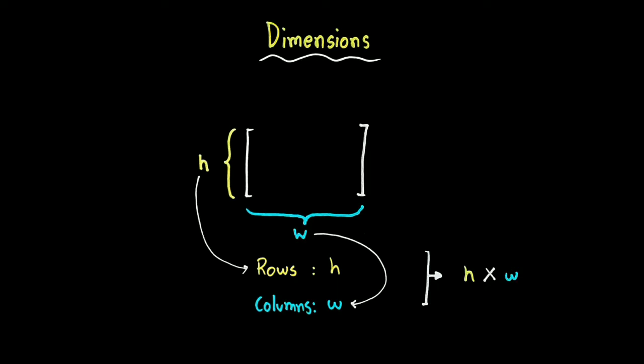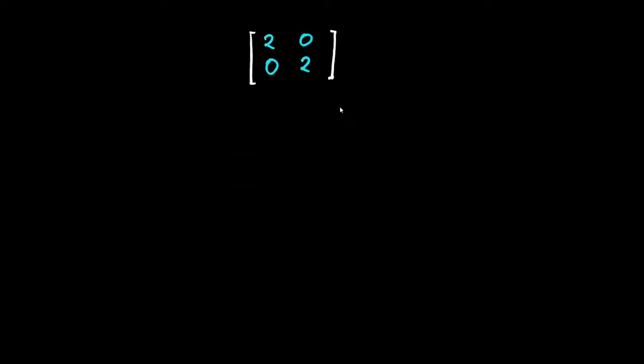Let's look at a few examples to make that clear. Let's say we have this matrix 2 0 0 2. This matrix has 2 rows and has 2 columns. So we will write this down as 2x2 in the shorthand denotation. This 2 refers to the number of rows and this 2 refers to the number of columns.